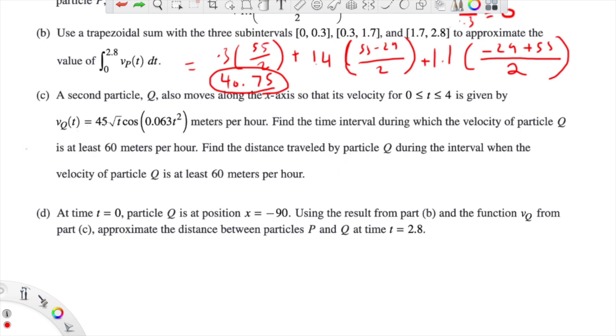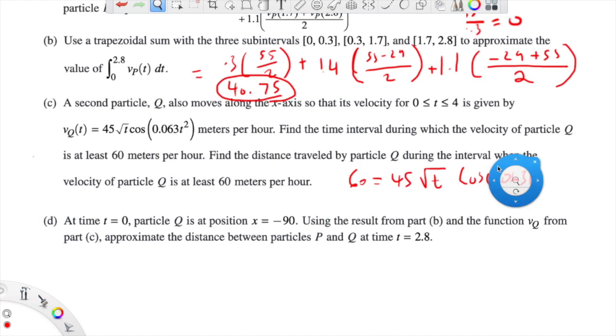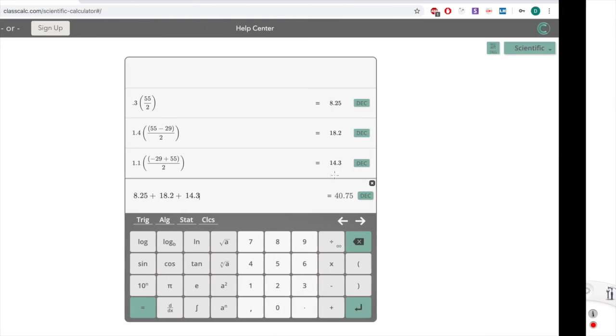So the first thing we do is set this equal to 60. So 60 equals 45 root t cosine of 0.063 t squared. There are, I'm sure, plenty of ways to do this. The way we'll do it is plug it into our graphing calculator and look for the roots. First we can move the 60 over here, so minus 60, and that equals 0 now. And we can now just look for the roots and make our life easy.